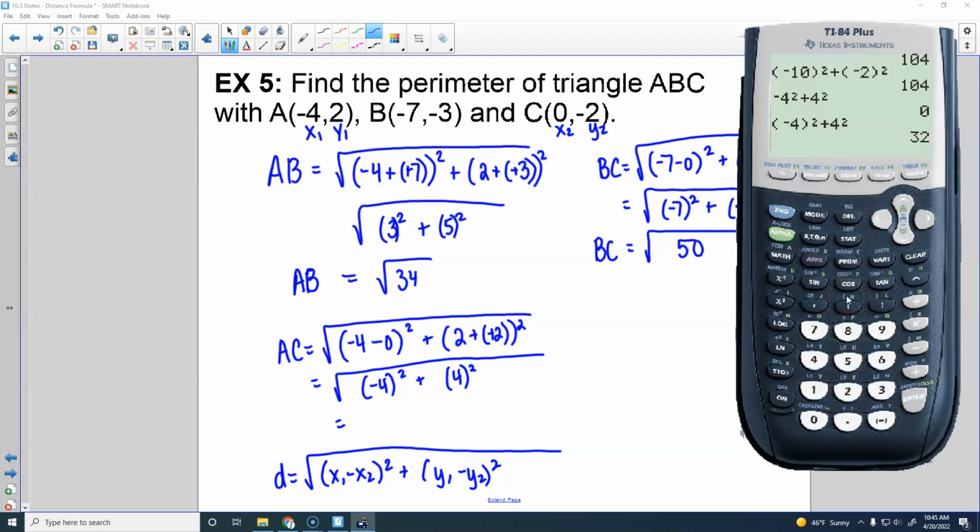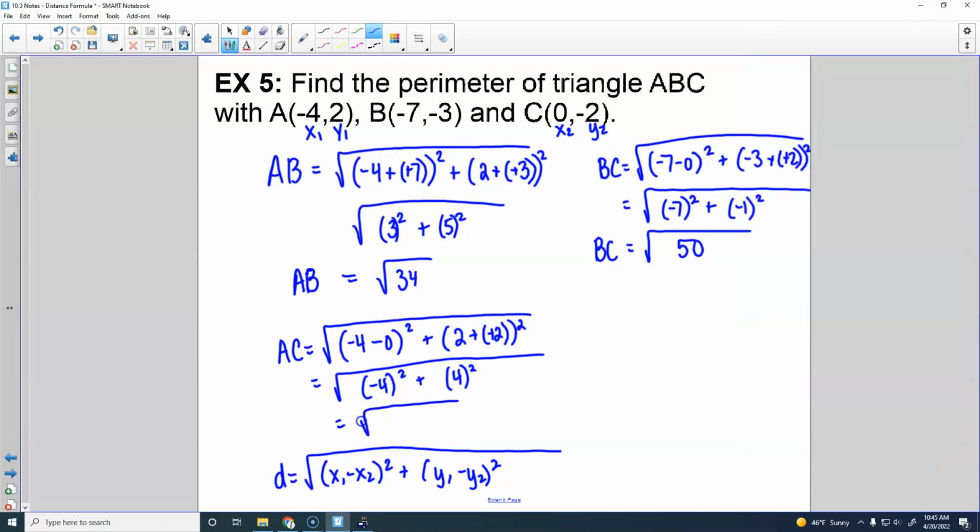Or, what I do is I just don't type in the negatives. I usually would probably just do this in my head, 16 plus 16, which is going to give me square root of 32. All right, that's our AC. You got to be really careful with those negatives in the calculator. It will be the downfall of most of you that miss them. So, even though it takes a little bit longer, sometimes I encourage you to do it by hand up until the end because you're less likely to make those mistakes in the calculator.